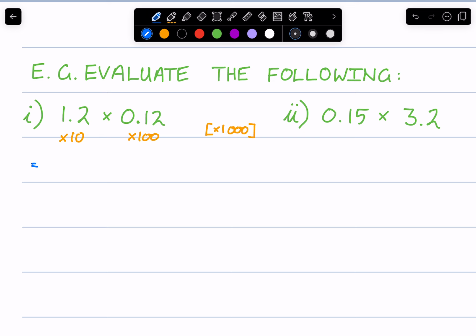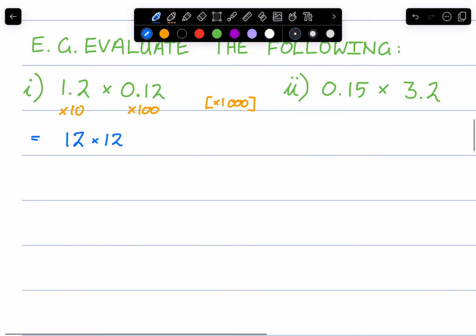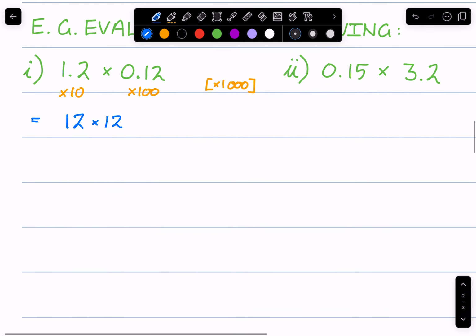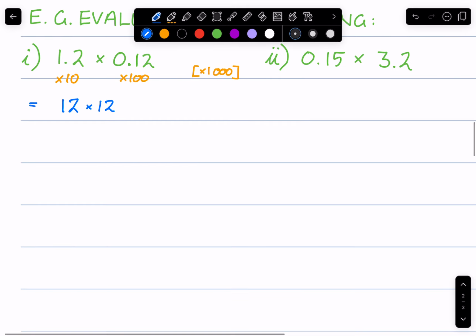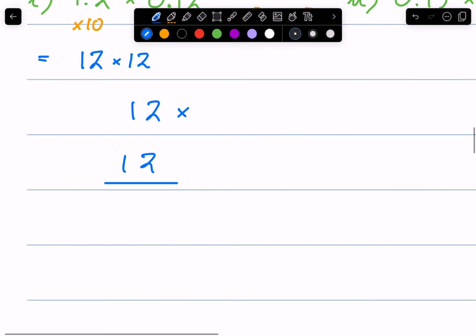So as whole numbers, this just becomes 12 times 12. Now at this point, you can just work this using an algorithm. So it's really just 12 times 12. You can pause and give this a go yourself. I know for a few of you, you know it's just going to be 144, but I'm going to demonstrate to you the algorithm here.